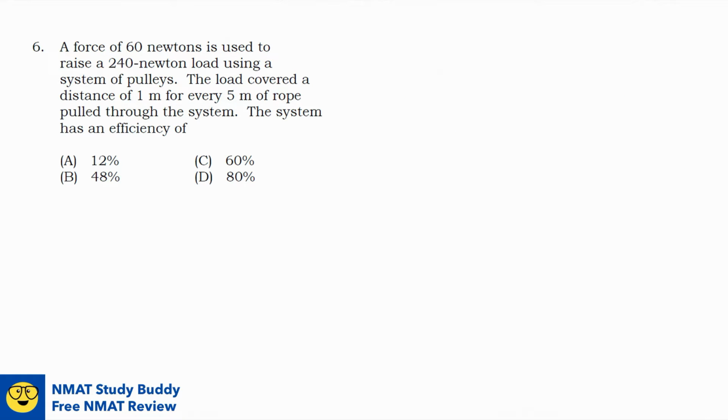Number 6, a force of 60 newtons is used to raise a 240 newton load using a system of pulleys. The load covered a distance of 1 meter for every 5 meters of rope pulled through the system. The system has an efficiency of blank.